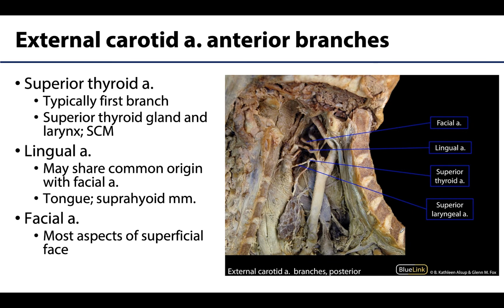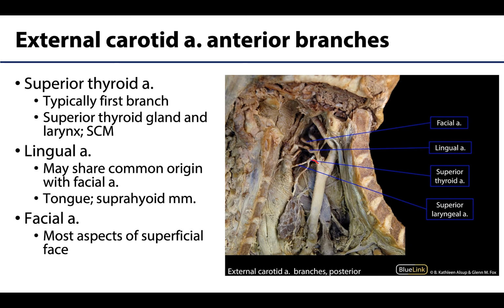We will start with the branches that come off anteriorly from the external carotid, and these 3 branches are typically the easiest to locate because they are anterior, but also because they tend to be larger in size. Typically, the first branch of the external carotid will be the superior thyroid artery.